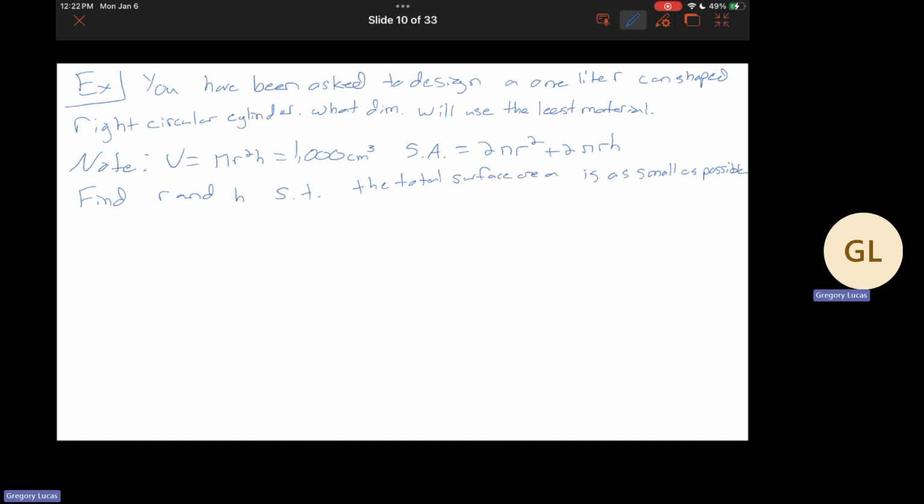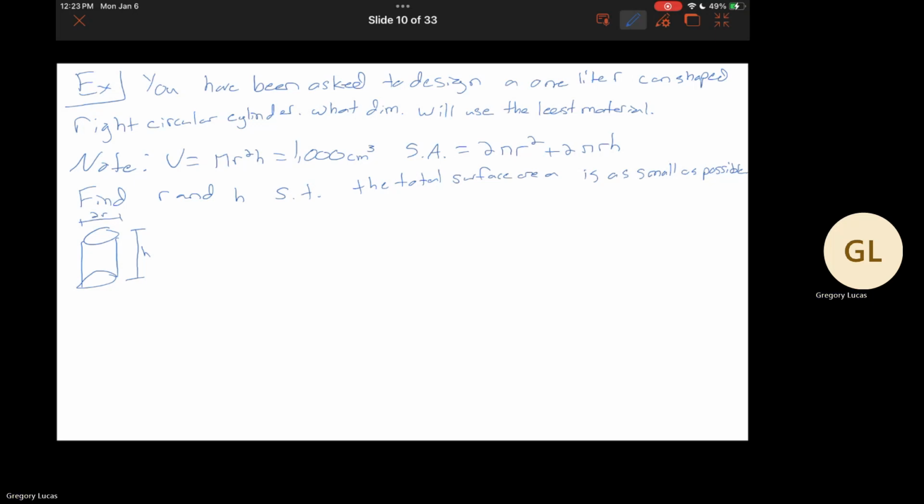Okay, so let's draw a little bit of a picture. So let's say it looks something like this. So we have our cylinder, h is our height, r is our radius, so the diameter would be 2 times r. Okay. So we want a function of one variable. So what we can do is change one of the equations and then do a little bit of a substitution.